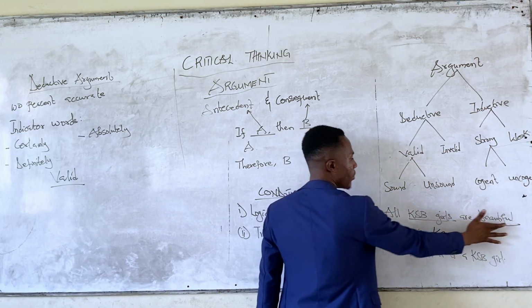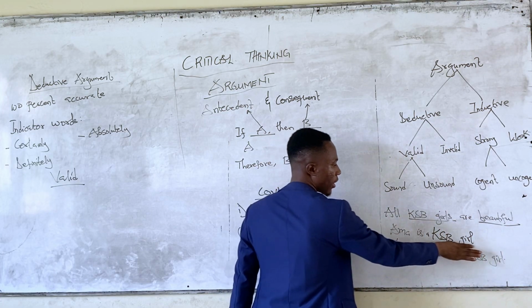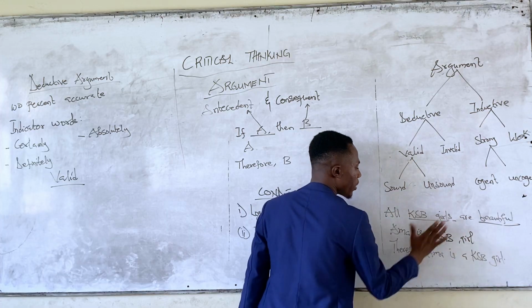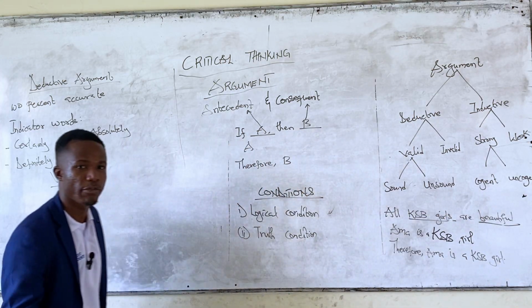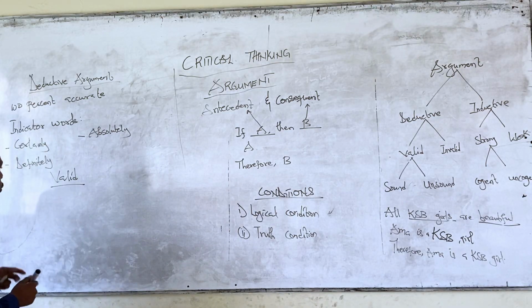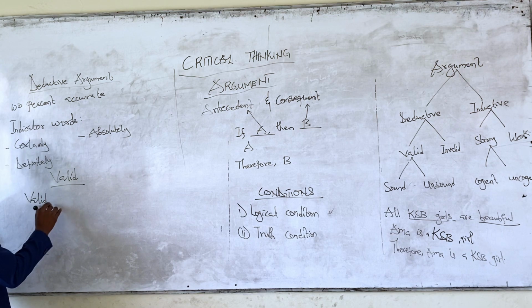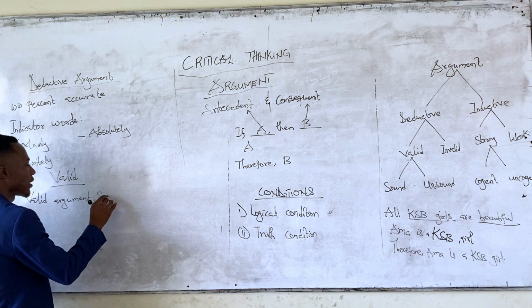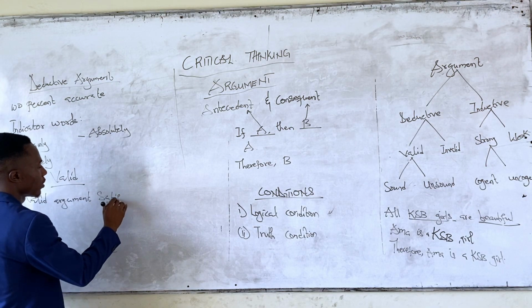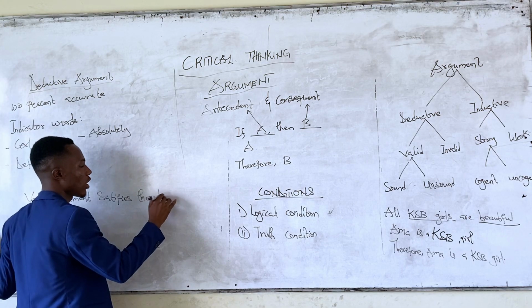Now here's one example. All KZ girls are beautiful. We brought the first premise here, right? So making the whole argument what? Logic. So the fact that it is logic means it is what? Valid. That is all. So have it in mind that valid arguments satisfy the logical condition.